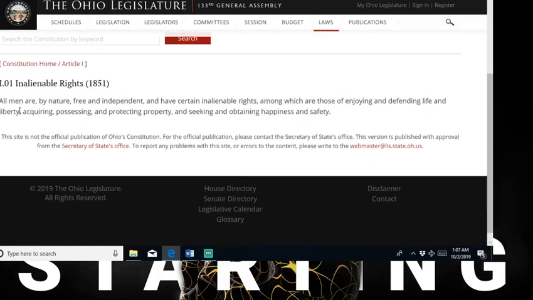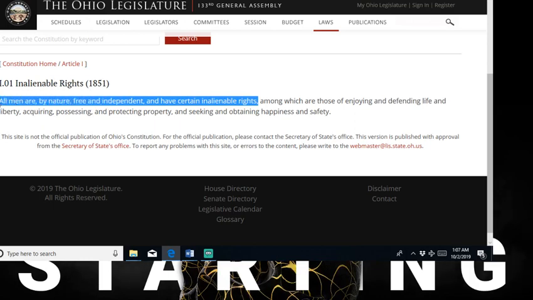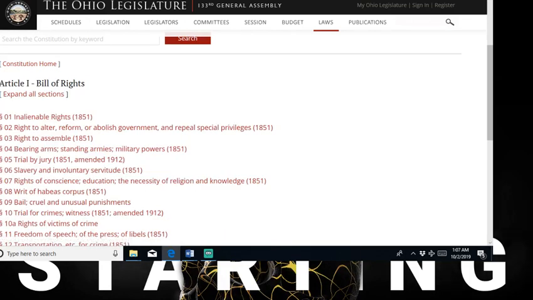Now, it says all men by nature are free and independent and have certain inalienable rights. The only way you can get out of these rights is by what? Is by what? Contracting your rights away. So, I just want to show you something.